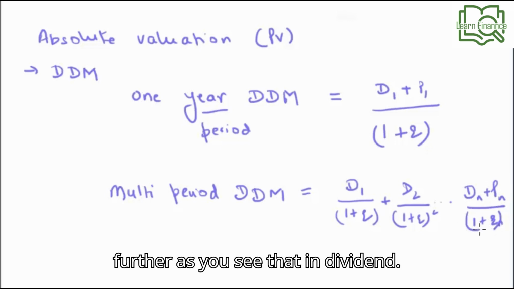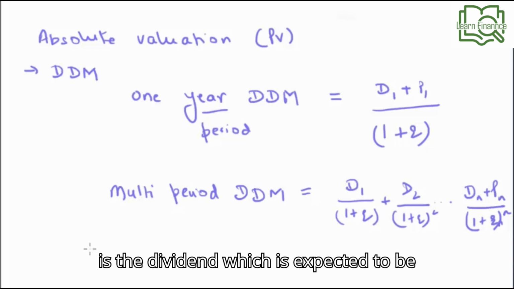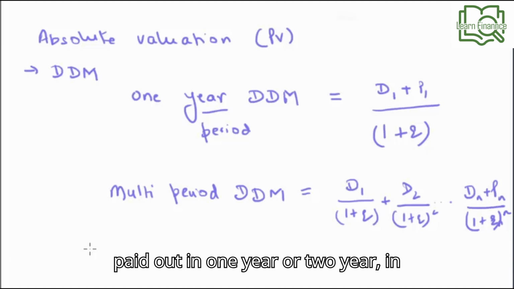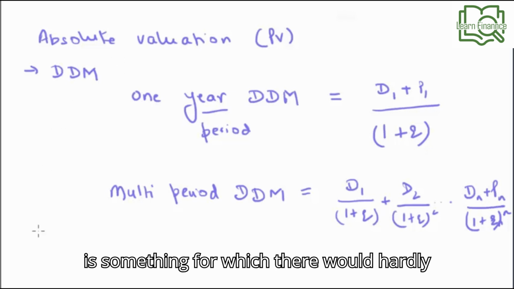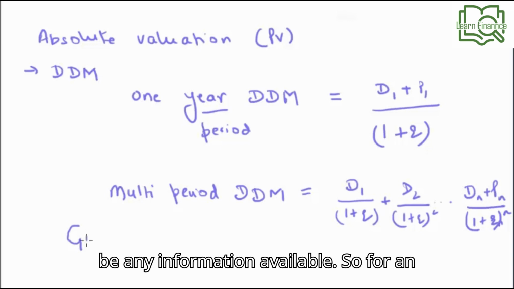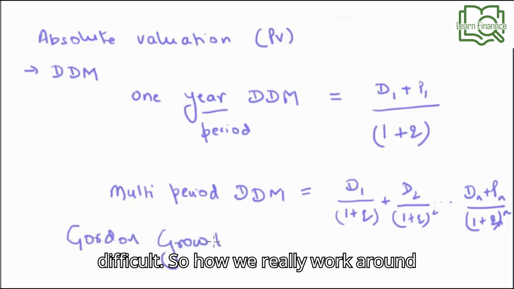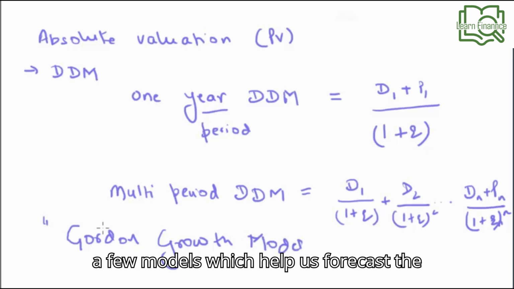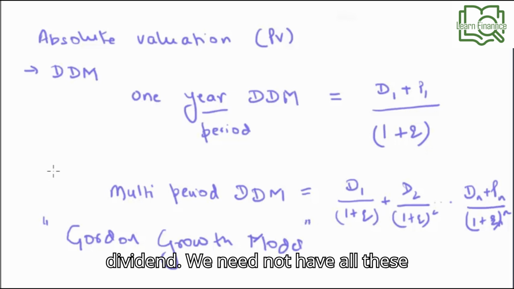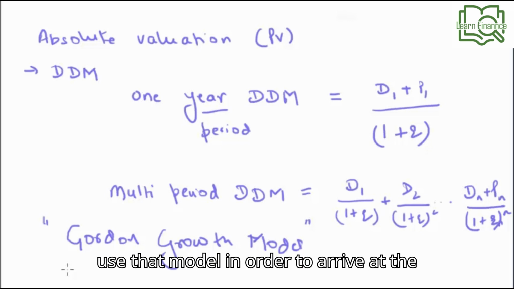As you see, in the dividend discount model, we have to arrive at what dividend is expected to be paid out in 1 year, 2 years, in another year. This kind of calculation is something for which there would hardly be any information available. So for an analyst, applying DDM will be very, very difficult. So how we work around arriving at this number is basically to use a few models which help us forecast the dividend. We need not have all these numbers built in. We'll just use that model in order to arrive at the expected dividends.